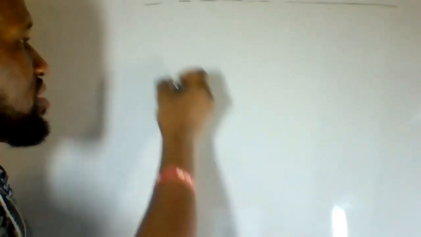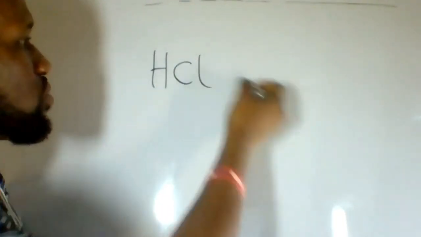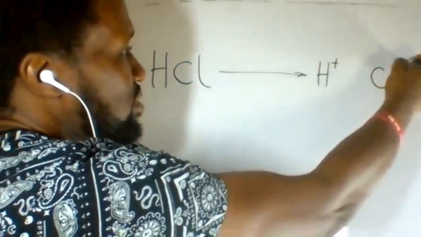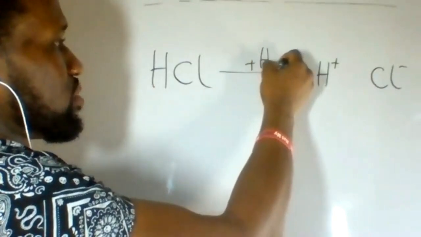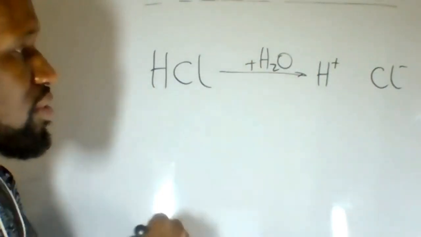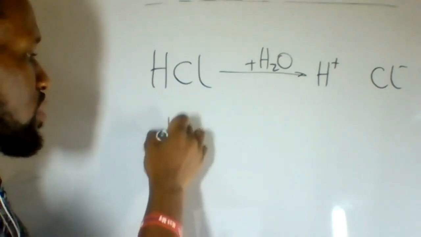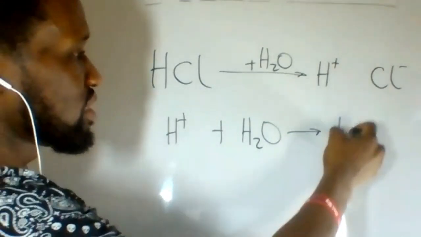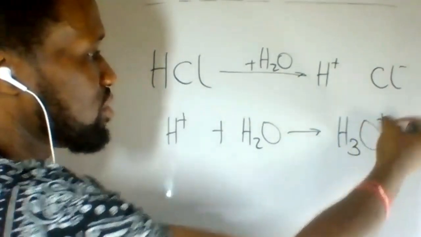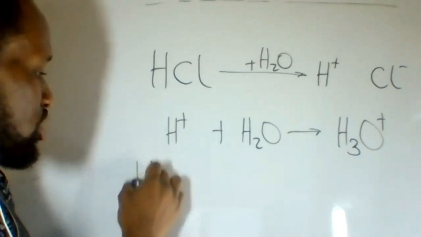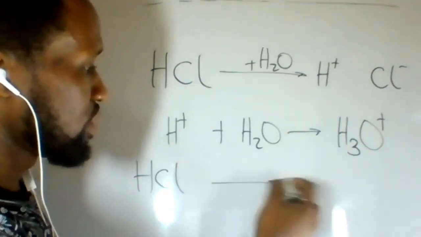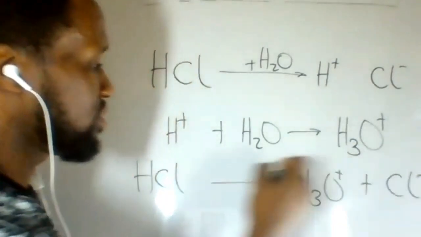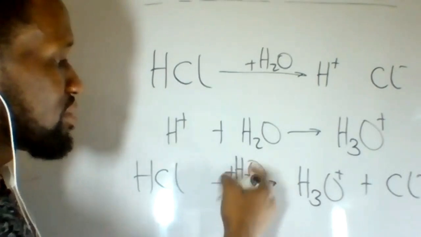Therefore, if HCl dissociates in water to form H+ and Cl-, the H+ can also combine with H2O. H+ combines with H2O. This forms the hydronium ion, which is H3O+. The final equation is HCl forms H3O+ and Cl-. Remember, this is dissolved in water.